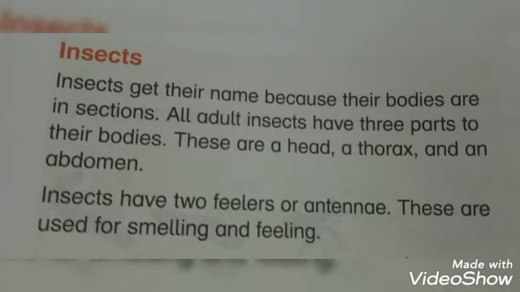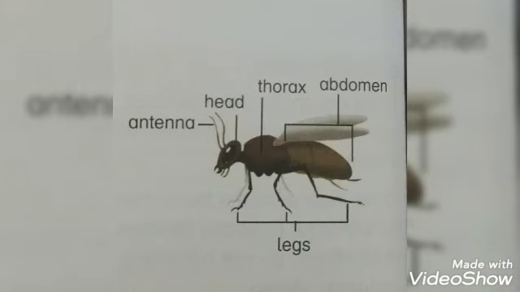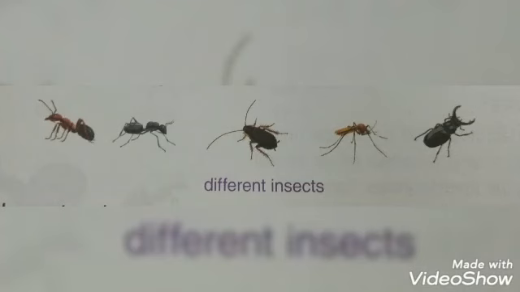Insects get their name because their bodies are in sections. All adult insects have 3 parts to their bodies. They are head, thorax, and abdomen. They have 2 feelers or antennae. Here is the body structure of an insect, which includes antenna, head, thorax, abdomen, and pair of legs. You can also see some other types of insects in this picture.